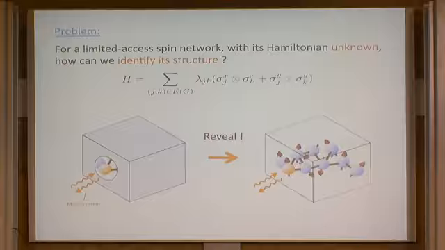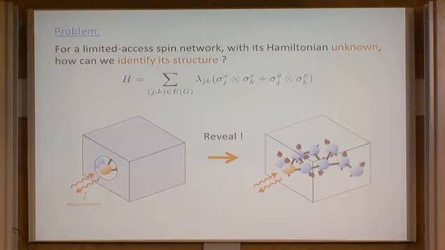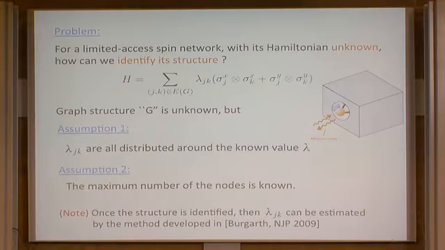Okay. But this problem is too difficult to solve, so we need some assumptions. Because lambda JK are unknown parameters, and the space is too large because we do not know the structure and we don't know the number of nodes in the network. So this is too difficult a problem, and we need some assumptions. The first one is that lambda JK are all distributed around a known value lambda.